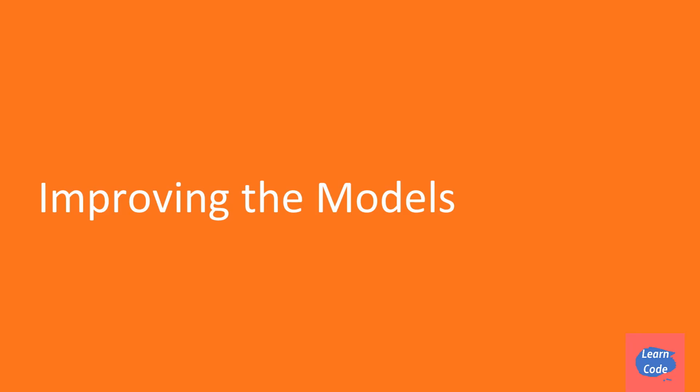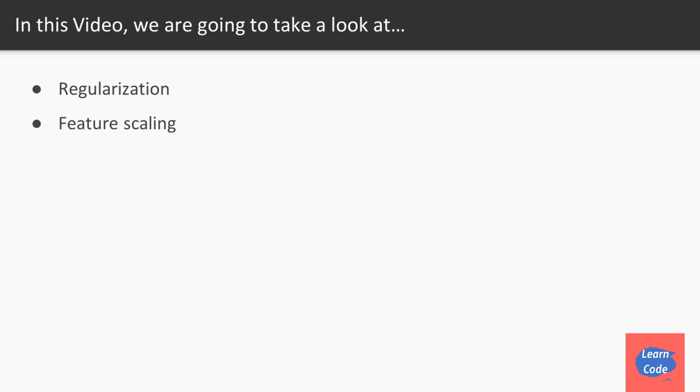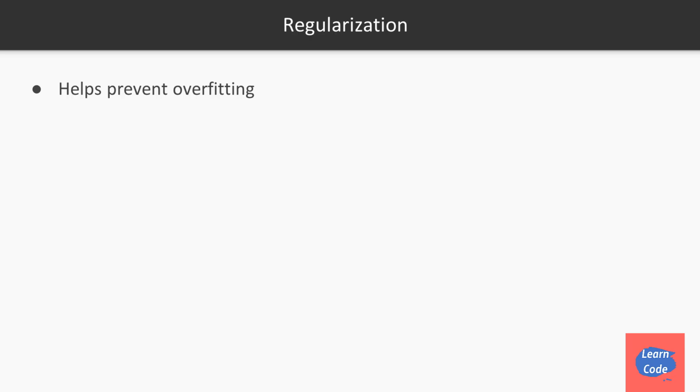Hi and welcome back. In this video on improving the models, we are going to look at regularization and feature scaling. Regularization is a technique which helps us prevent overfitting. The way regularization works is that it discourages learning a more complex model.